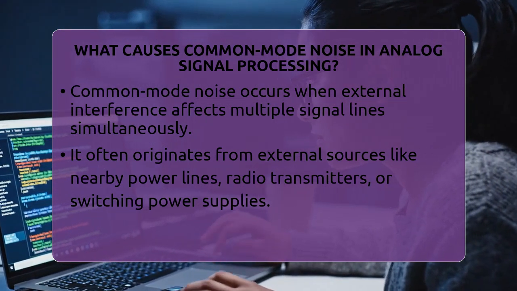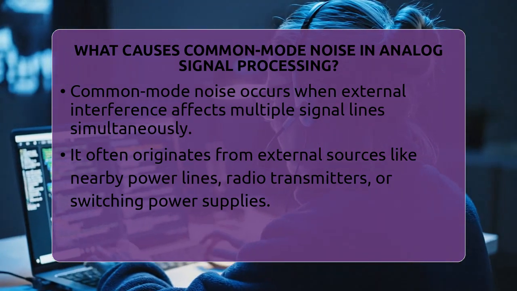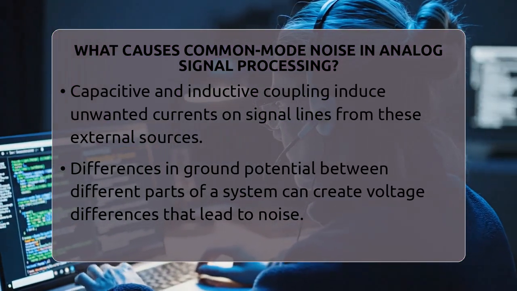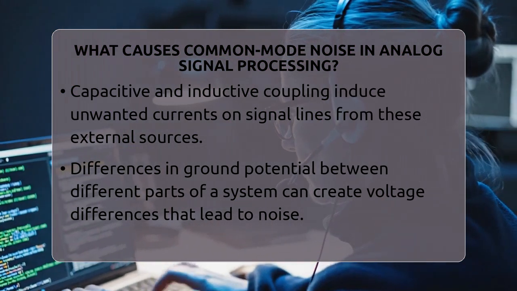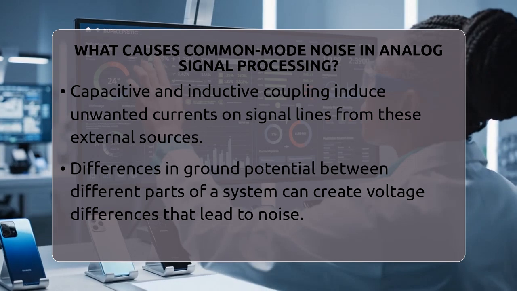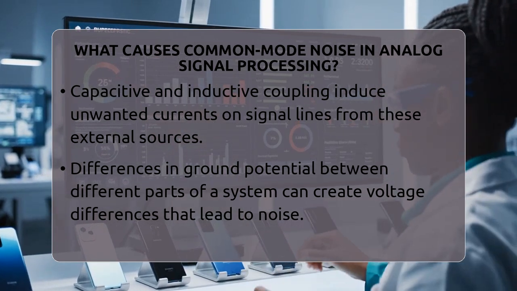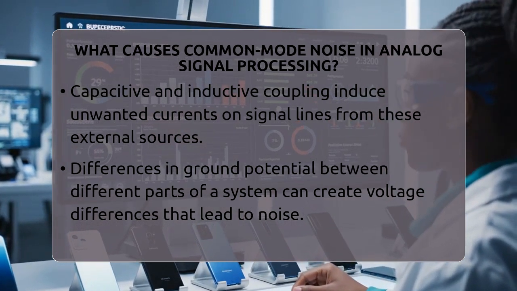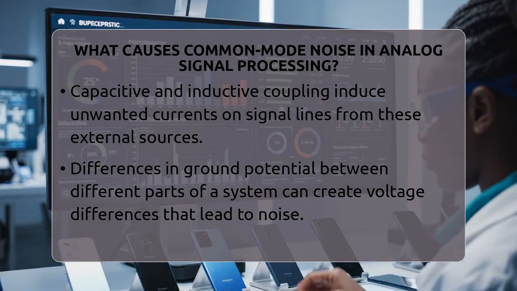One big cause is capacitive and inductive coupling from external sources like nearby power lines, radio transmitters, or switching power supplies. These sources generate electric and magnetic fields that induce unwanted currents equally on both signal lines.